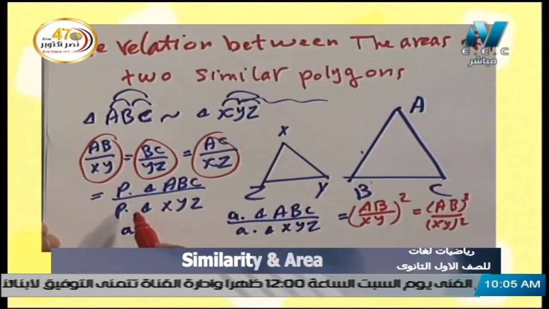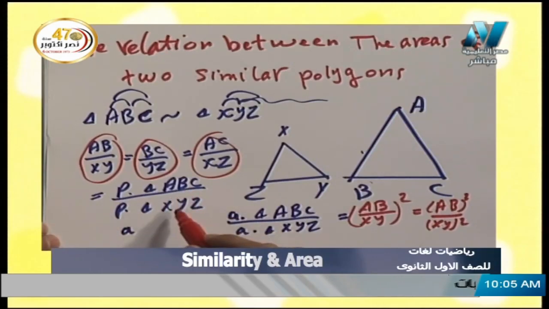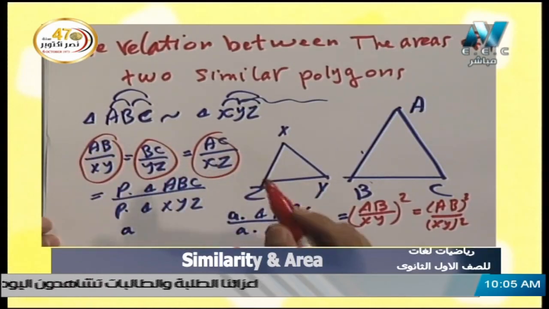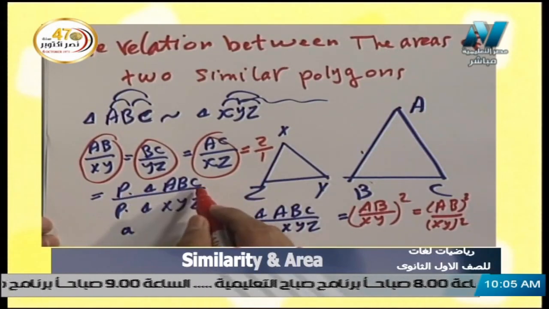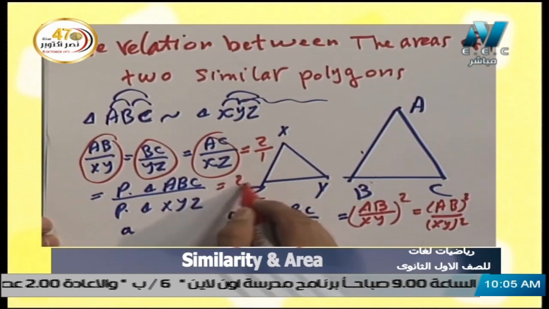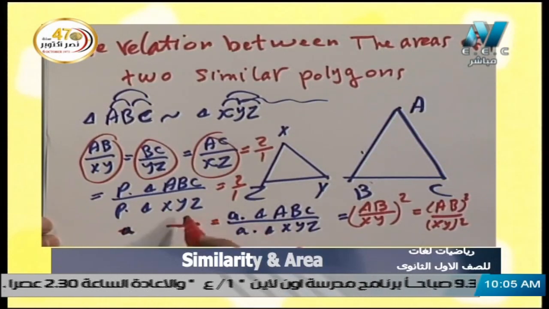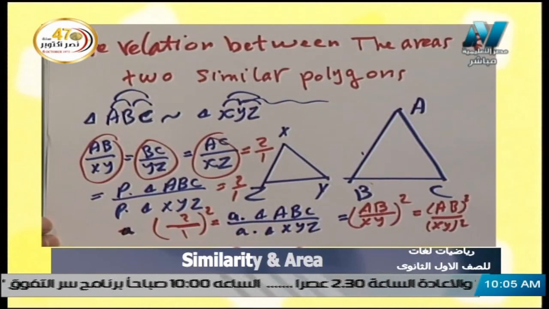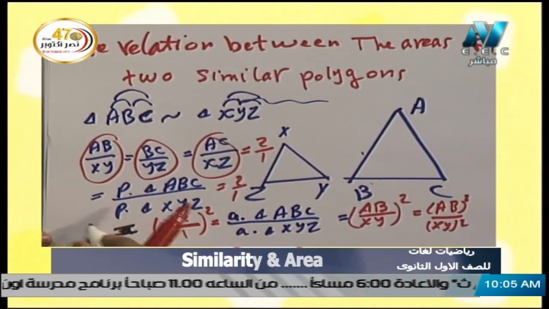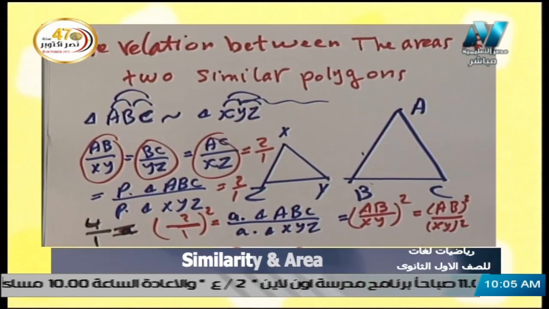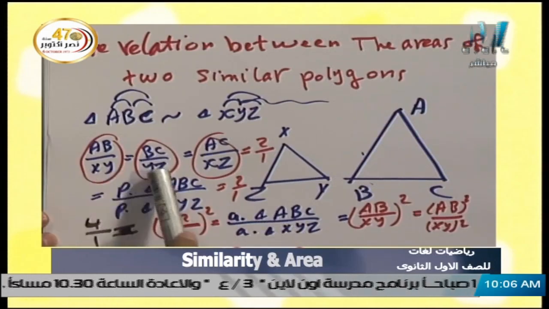Okay, but when we talk about perimeter, the perimeter of any triangle over the perimeter of the other equals the ratio itself. If this ratio, as an example, equals 2 over 1, then the perimeter of triangle ABC to the perimeter of triangle XYZ equals 2 over 1. But when we talk about the area, it equals the ratio squared, so it will equal 4 over 1.